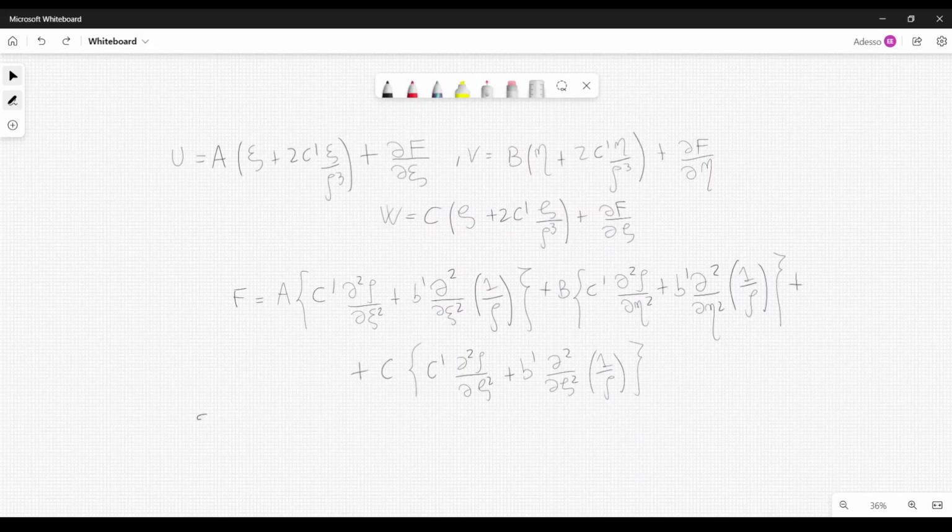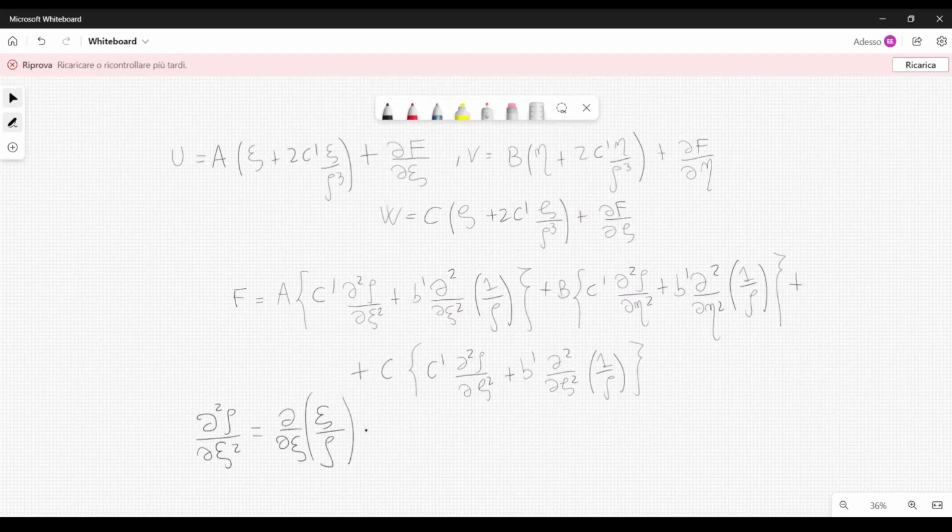For example, we need to find the second derivative of rho with respect to xi squared. So we have d xi of the derivative of rho with respect to xi, but the derivative of rho with respect to xi is xi over rho. And the derivative of this is simply 1 over rho minus xi squared over rho cubed. And from here we can also calculate the third derivative of rho with respect to xi. Why do we need the third?